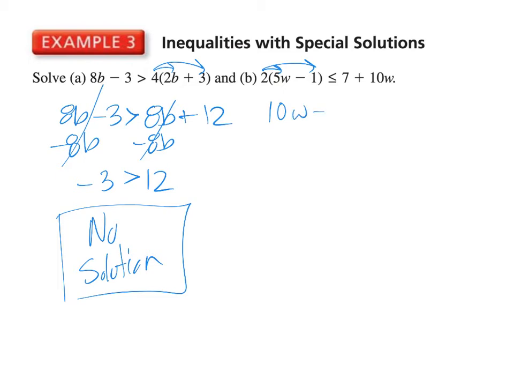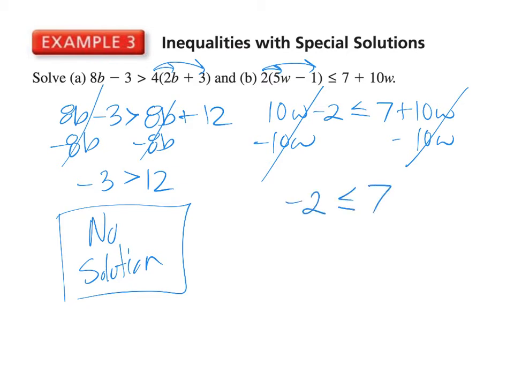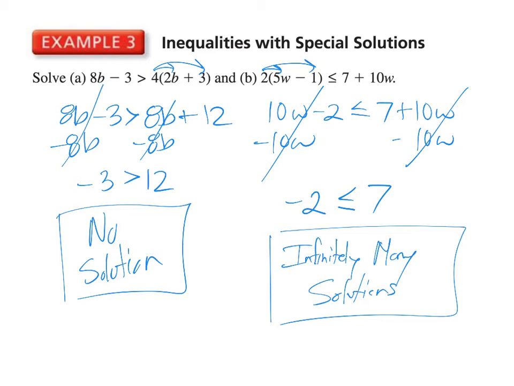I have 10w minus 2 is less than or equal to 7 plus 10w. All right, I'm going to subtract 10w. Cancels out. I get -2 is less than or equal to 7. That is true. So how many solutions are there? There are infinitely many solutions. Let me make that a little clearer. Okay, going on to the next example.